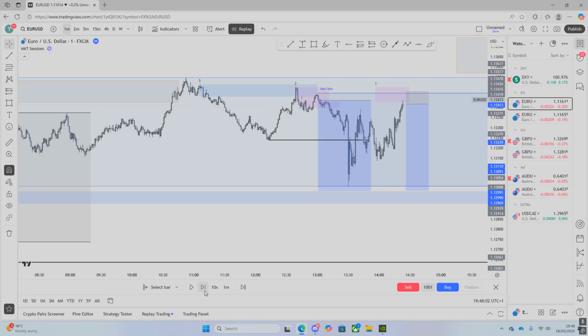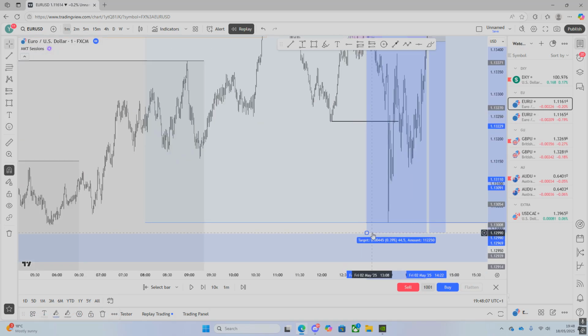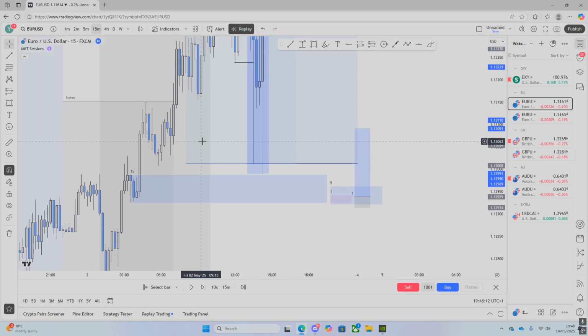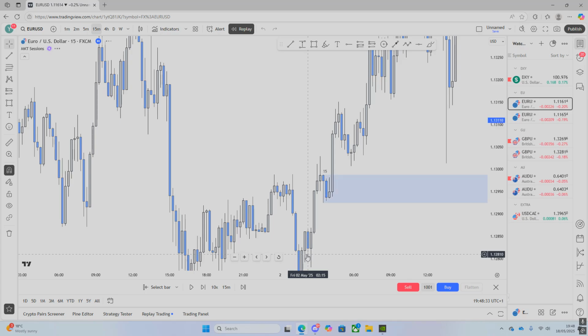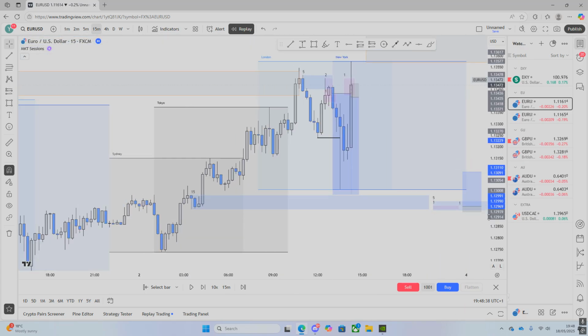I did not hit TP yet. No way I hit break even. Look how close I was to TP. No way. I don't know, that's just unlucky, I'll be honest. Someone else accessed my PC Chrome. No way. And I just hit break even. Wait, hold on. I'm actually lost. No way.